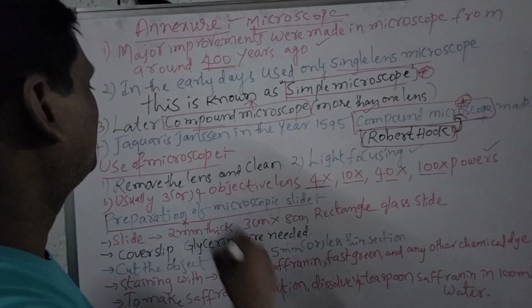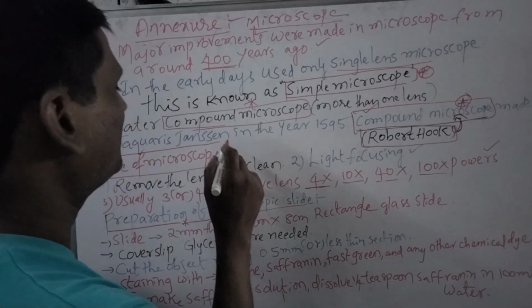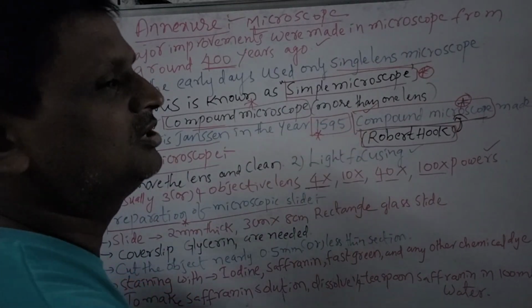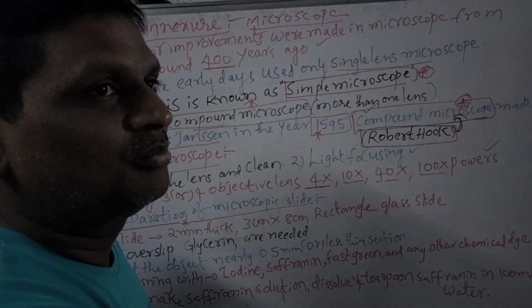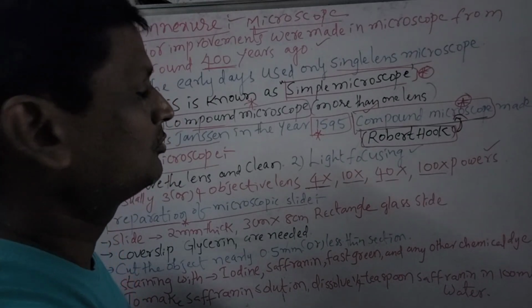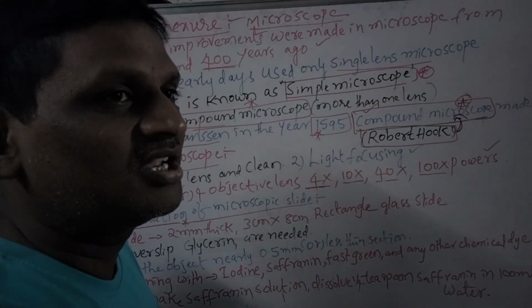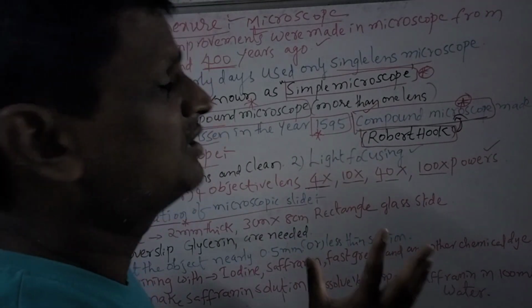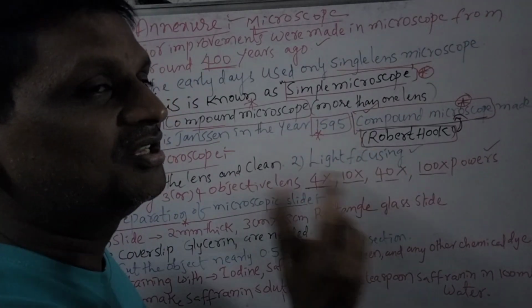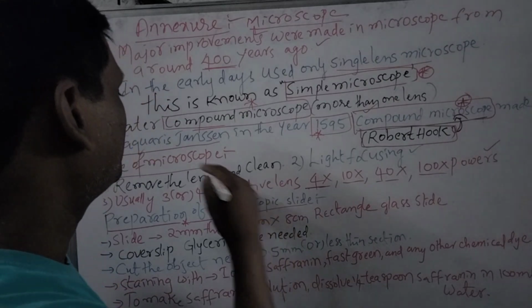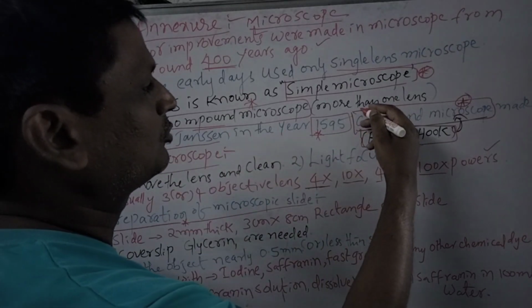The compound microscope was developed by Jacques Janssen in the year 1595. Very, very important. Who invented the compound microscope? The compound microscope was invented by Jacques Janssen in 1595. It is specifically mentioned in the textbook that in 1595 Jacques Janssen developed the compound microscope.